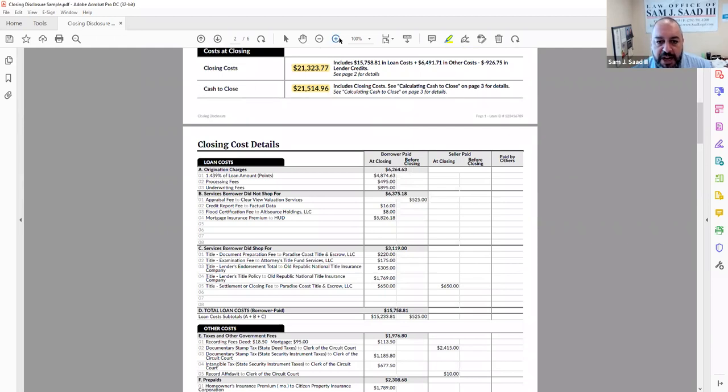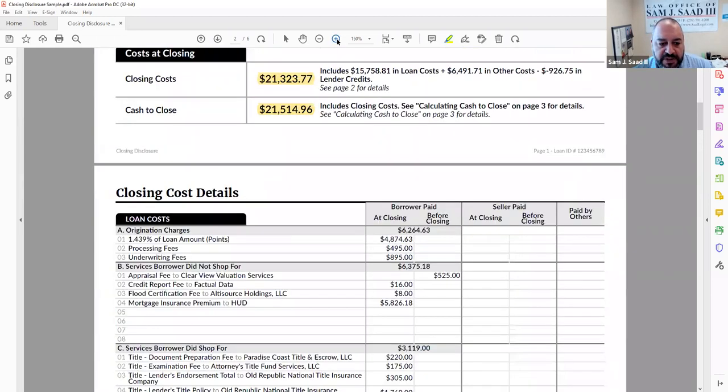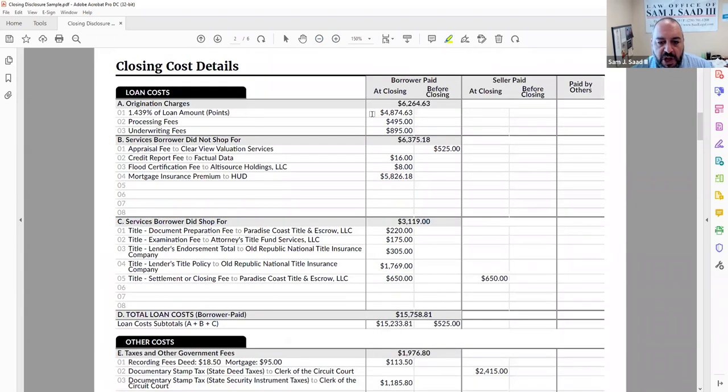So up next, we have page two. Page two, as it says, is the details of the closing costs. This is where your loan charges go, your title charges, your government recording charges, your other charges. Lisa is asking, are you able to give us a list of items each party has to pay for? Lisa, we're going to do that right now. We're going to go through this and we're going to talk about who pays for what.